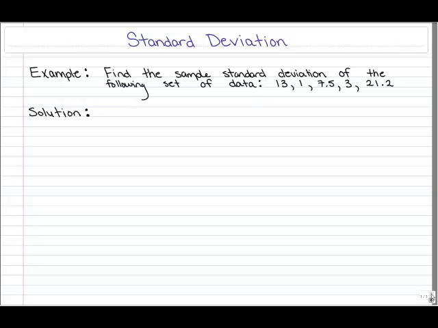Now go ahead and pause the video and try this example on your own. Okay, I'm going to show you both methods in finding the sample variance. The first method here is what I first explained by finding the mean and subtracting it from every single data point, squaring them, adding them all up, and dividing by n-1.